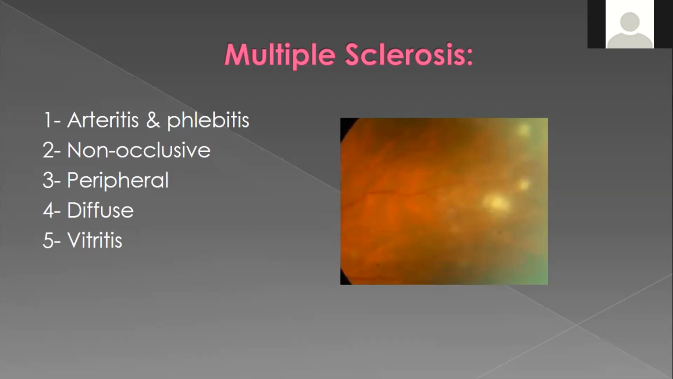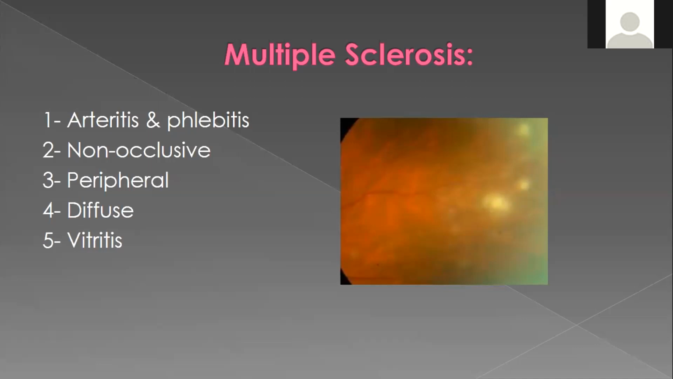This is a photo of a patient with multiple sclerosis related vasculitis. The points on your left-hand side are the 5 points of the clinical scheme we have just mentioned in order. So point number 1 is the type of vessel affected. Multiple sclerosis related vasculitis is a combined artery and vein inflammation. Number 2, it is non-occlusive. Number 3, it is peripheral. As we see, this is the terminal arborizations of the retinal vasculature tree. It is diffuse and it is associated with a vitreous infiltration, which makes the picture kind of hazy.